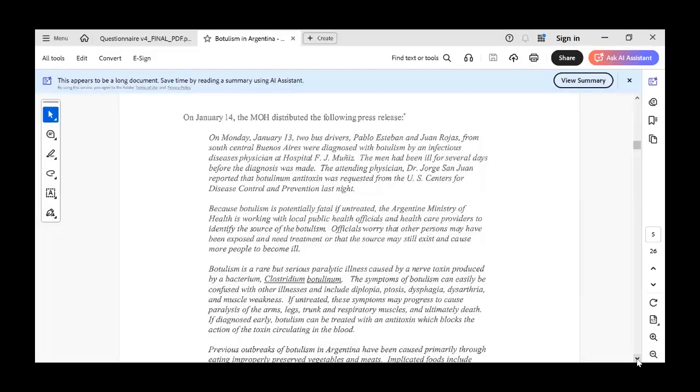If diagnosed early, botulism can be treated with an antitoxin which blocks the action of the toxin circulating in the blood.